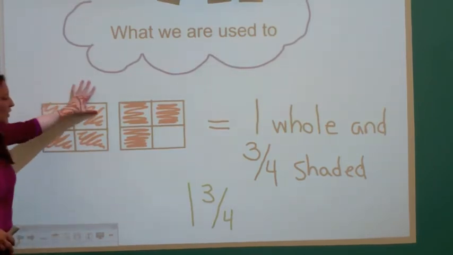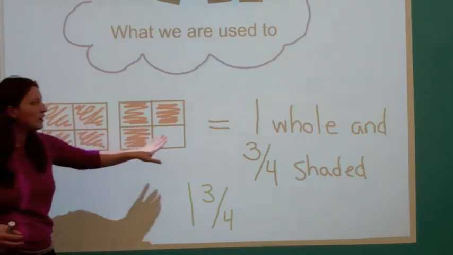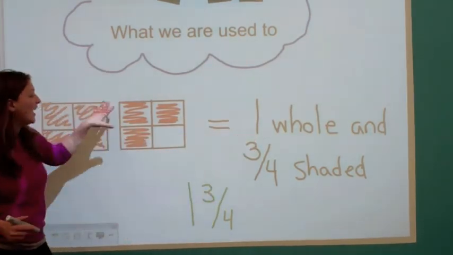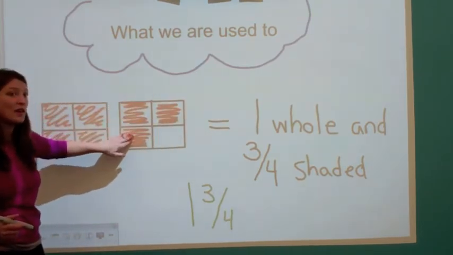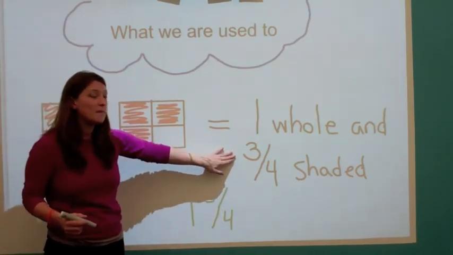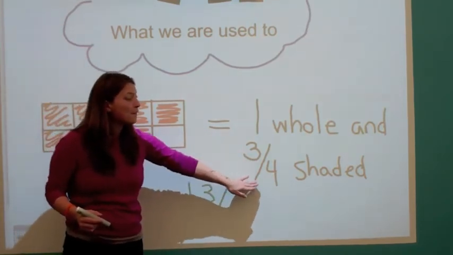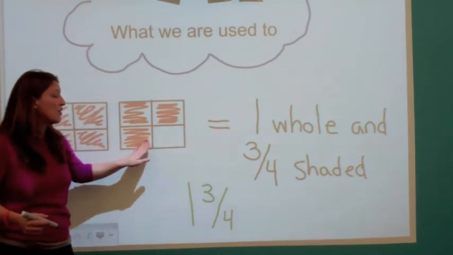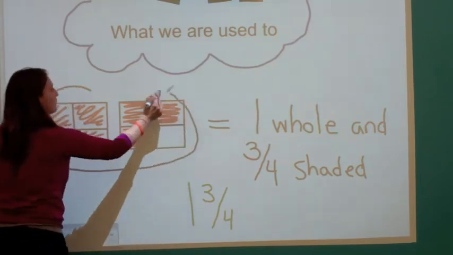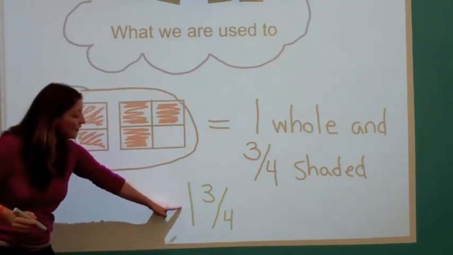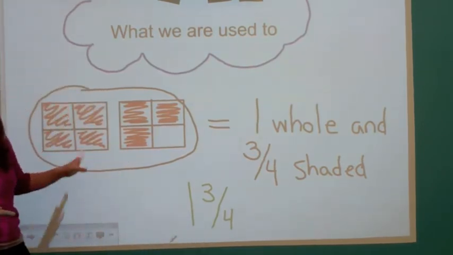Well, looking at this picture, we see that one whole square is colored. So I put one whole. And then we have this square where 3 parts of it is shaded. So I have 3 in my numerator. And there are 4 sections altogether. So 3 out of 4 pieces are shaded with this square. So altogether, there is 1 3/4 shaded. That's what we're used to.